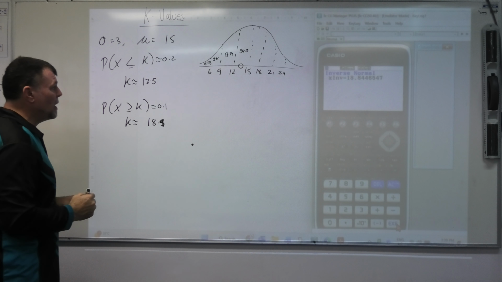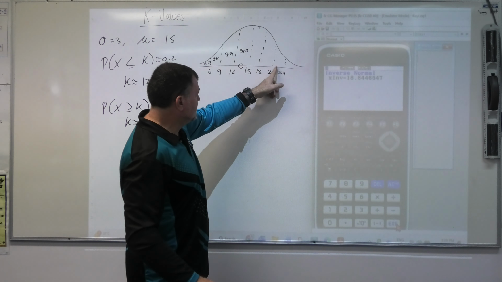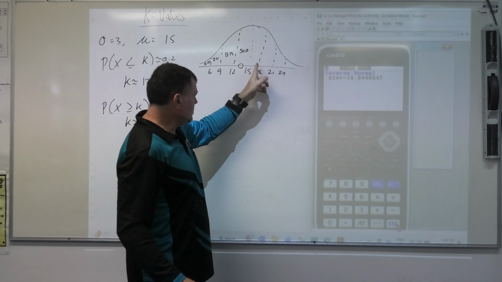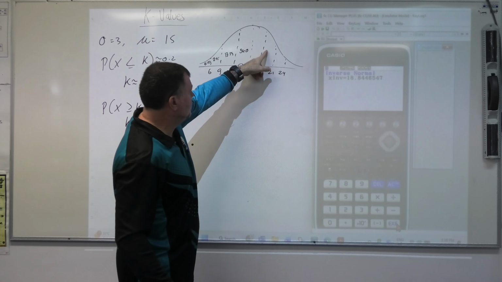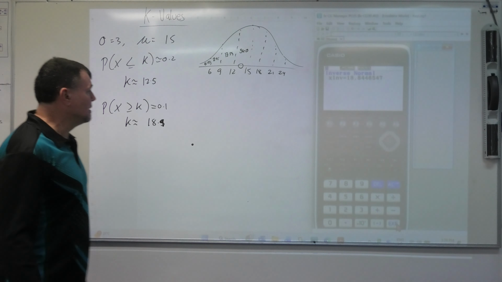So 18.9, where we thought it would sit approximately, because this adds up between 13 and, so remember this is 13.59% between here and here, that's 2.5. So it sits where we're looking to fit.